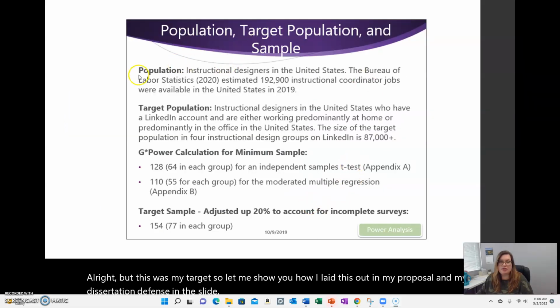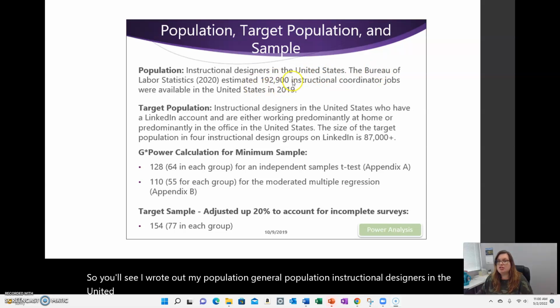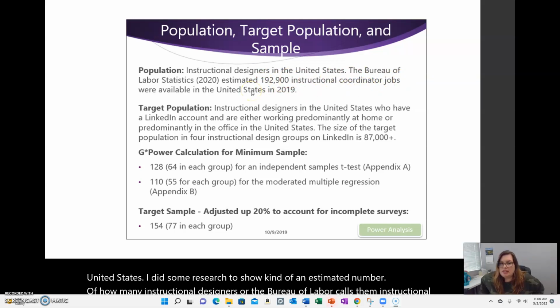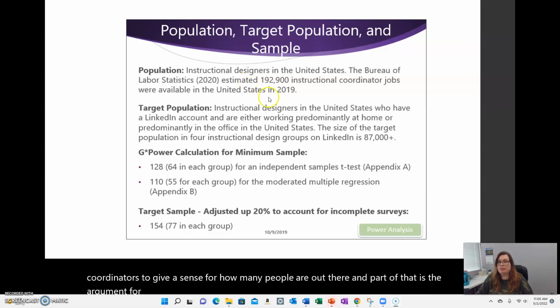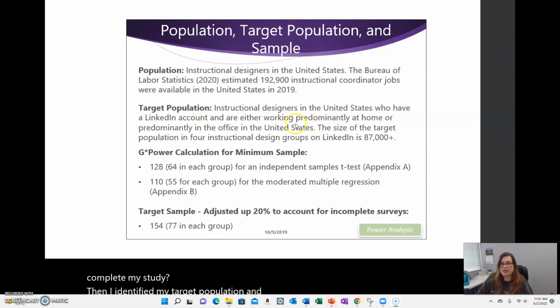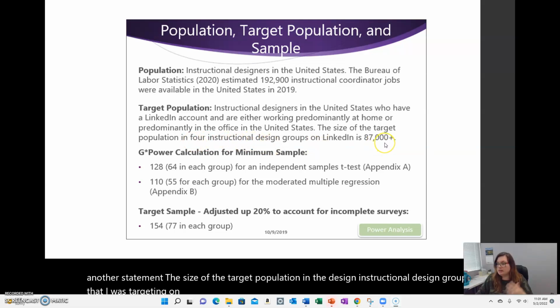You'll see I wrote out my general population, instructional designers in the United States. I did some research to show an estimated number of how many instructional designers, or what the Bureau of Labor calls instructional coordinators, there are, to give a sense for how many people are out there. Part of that is the argument for feasibility: is it possible for me to actually get the numbers that I need to complete my study? Then I identified my target population, and you'll recognize this phrase here. I added another statement: the size of the target population in the instructional design groups that I was targeting on LinkedIn was 87,000 plus. Those memberships changed, so I just put a plus sign there.